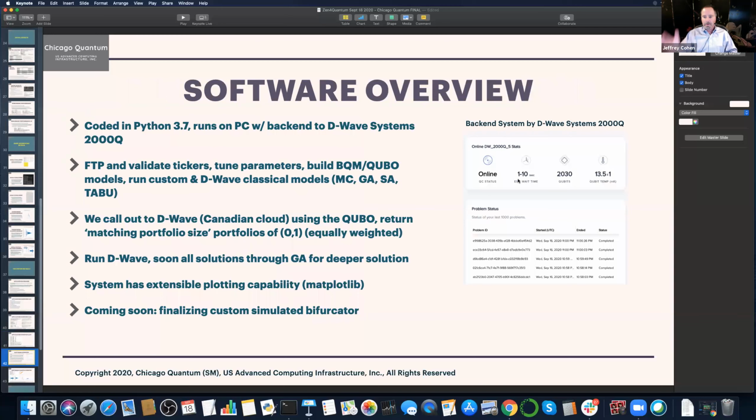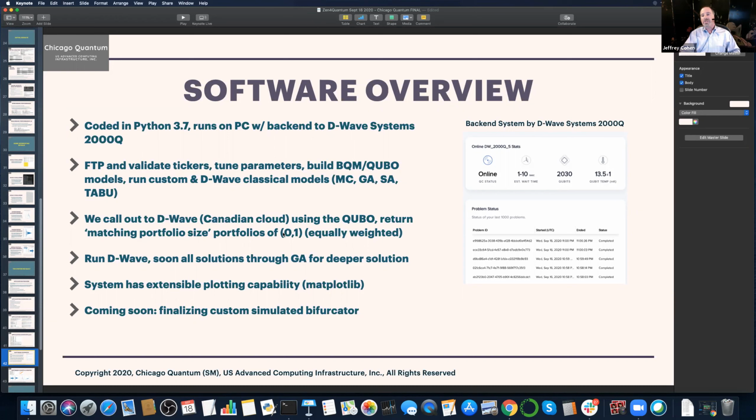Software overview, we run it on the D-Wave. By the way, you see 2,030 qubits were up 2 days ago. That's why you can't run 65, you've got to run 64. Because even one or two qubits out, now I've got a problem, right? We're running at 13.5 millikelvin, and we're using Python 3.7. We use my Mac PC with the D-Wave. We FTP and validate the tickers out of NASDAQ. That's the source we're using, NASDAQ's ticker source. We tune all the parameters, right? We've talked about this. We use the Canadian D-Wave hardware through their cloud service.